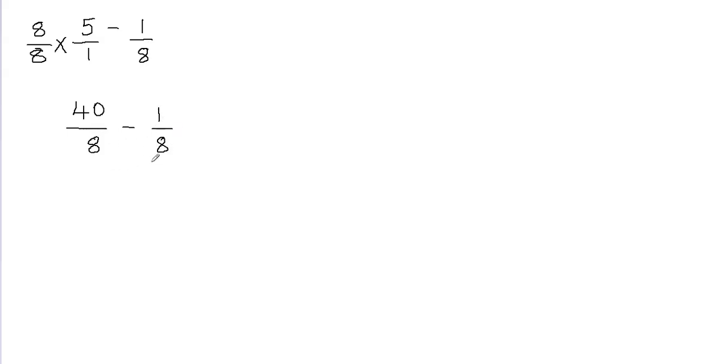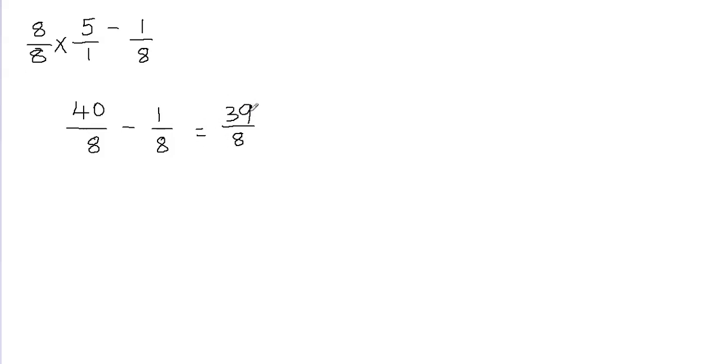Now we have the same denominator. Since we have the like denominators, we can subtract these fractions. Now remember, whenever you subtract the fractions, you never subtract the denominator. So the denominator will stay 8. That will remain the same. We only subtract the numerator. So 40 minus 1 is going to be equal to 39. So I got 39 over 8.